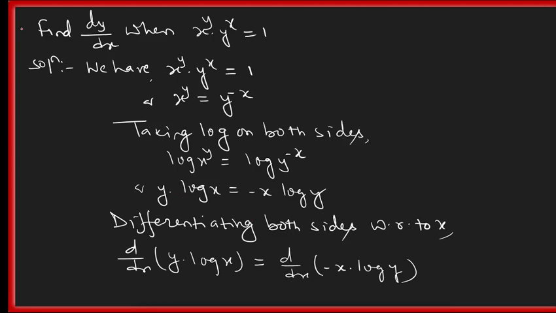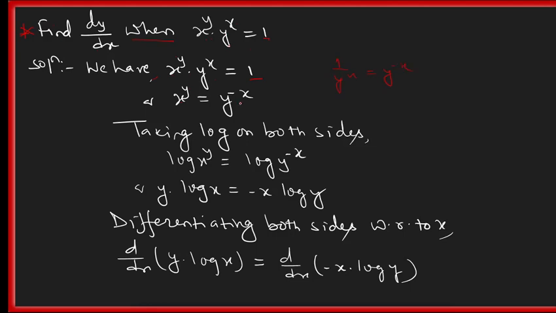Now the next type of question. Look here, find dy by dx when x to the power y times y to the power x equals 1. We have to find dy by dx when x to the power y times y to the power x equals 1. We are given x to the power y times y to the power x equals 1. X to the power y equals 1 over y to the power x, which is y to the power minus x.